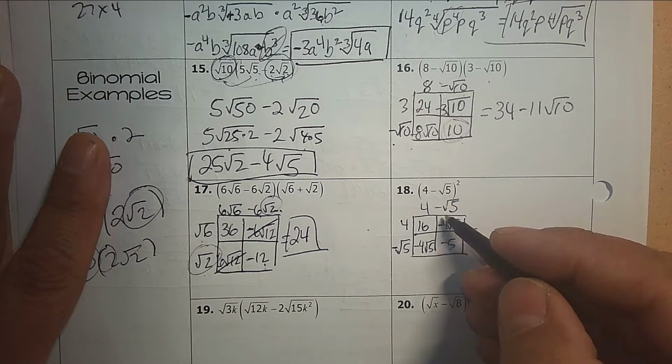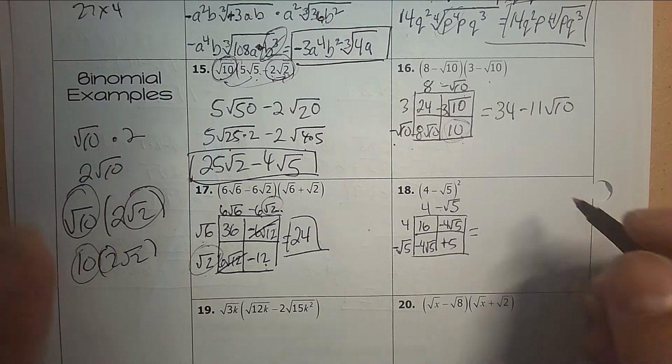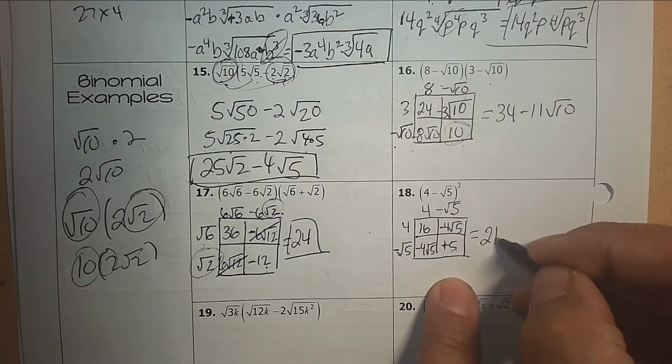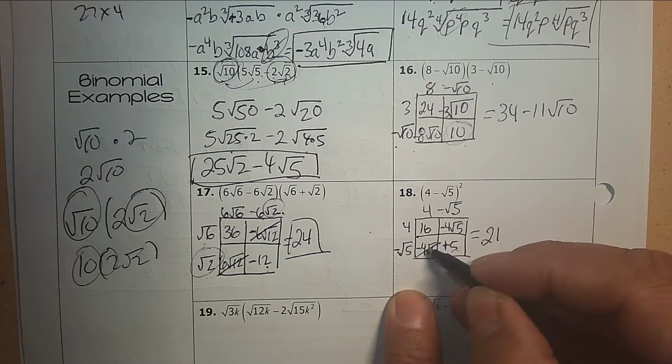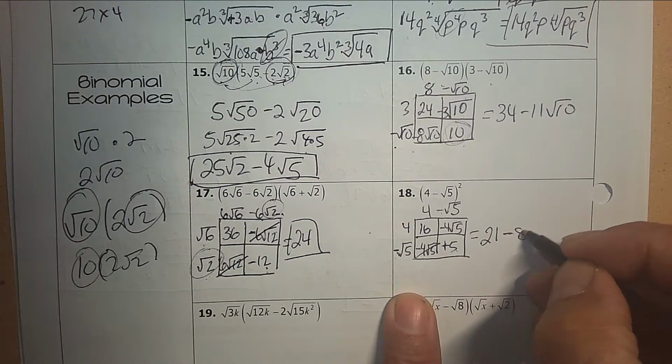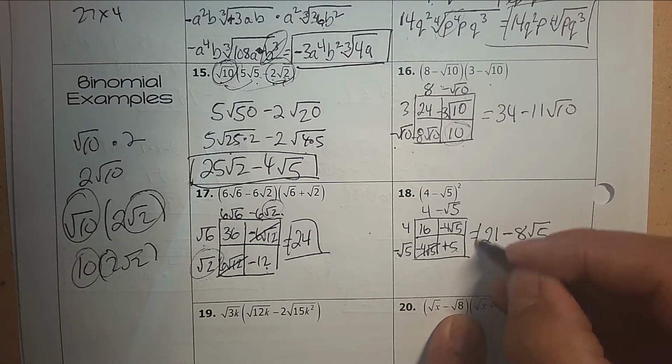Oh, because a negative times a negative makes it positive, you guys are so smart. 16 plus 5 is 21, and then negative 4 and negative 4, they don't cross out. Don't pretend I didn't do that. That's negative 8 root 5, and that's prime. Done.